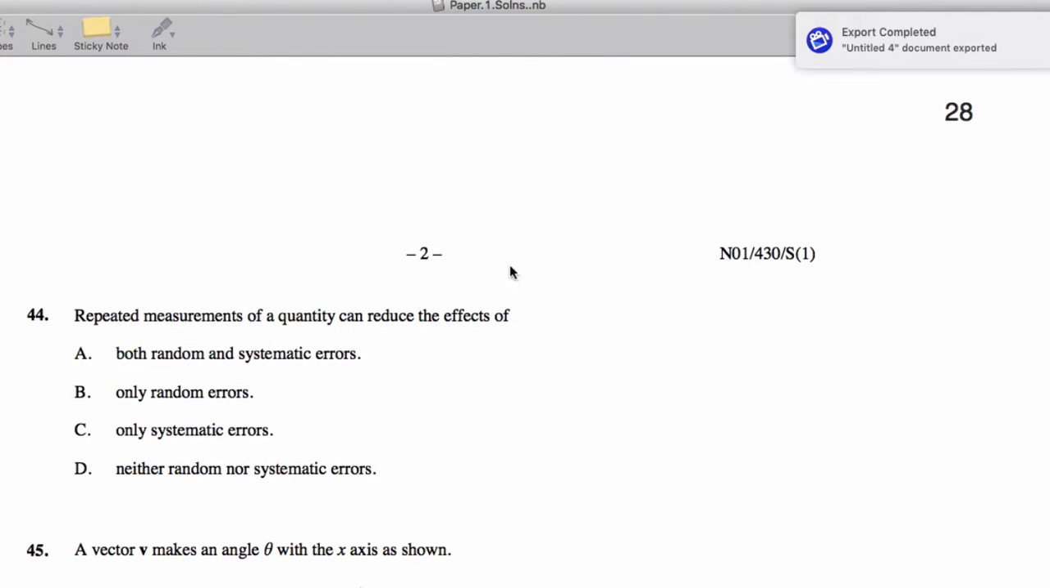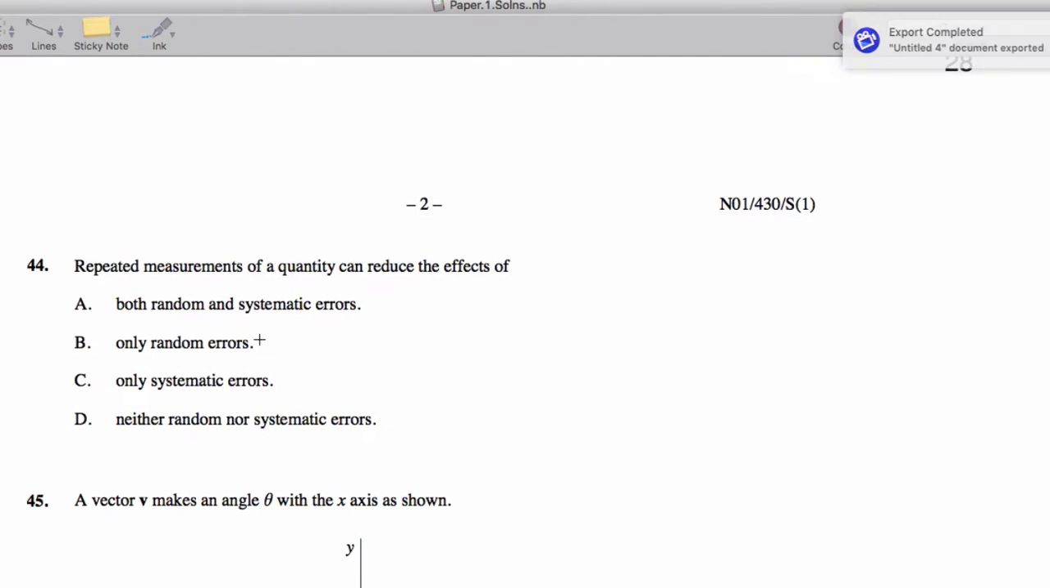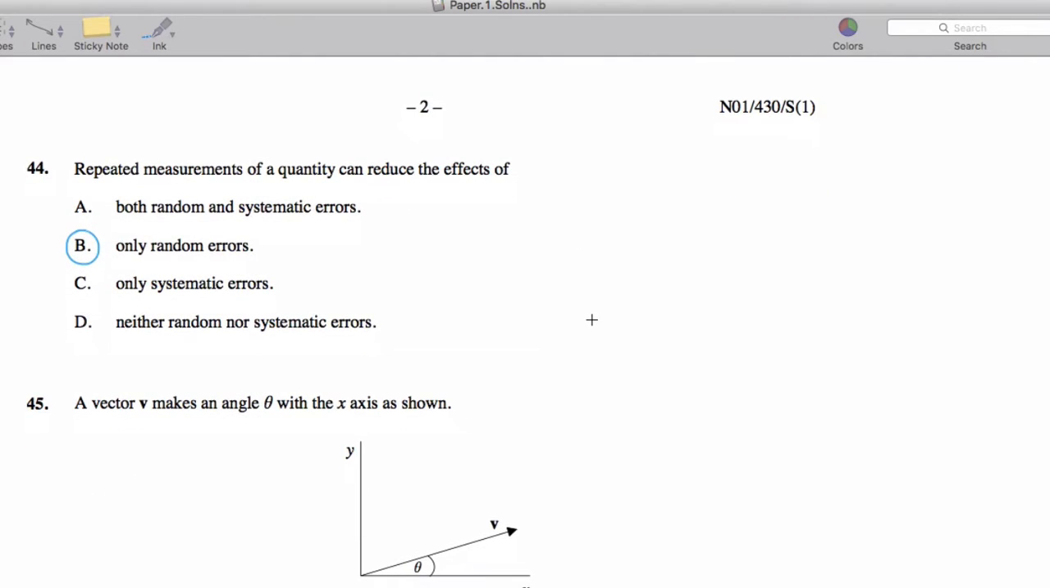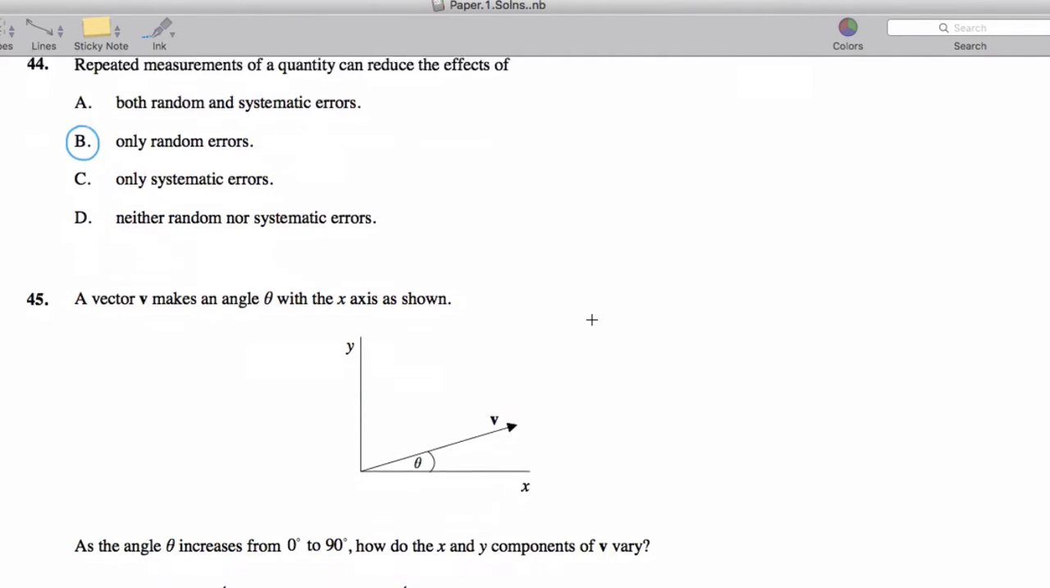Now, repeated measurement of a quantity can only reduce the effect of a random error. If there's a systematic error, that's something accidentally, unintentionally built into the design of your experiment, so to speak. You're going to keep measuring it each time, so you never eliminate it. Whereas with a random error, you get a better sample size, and so repeated measurements reduce random errors.